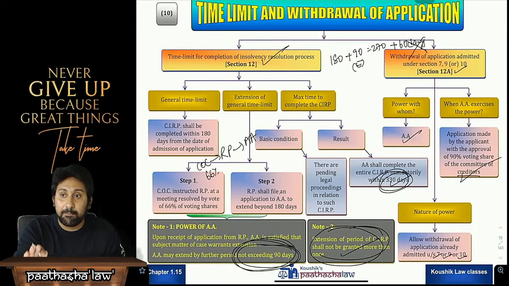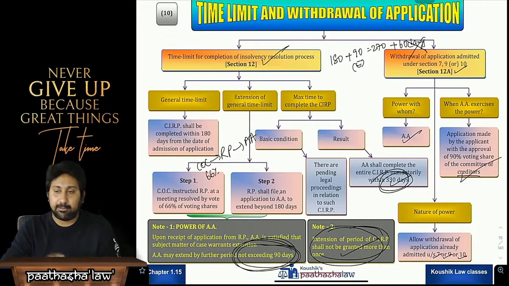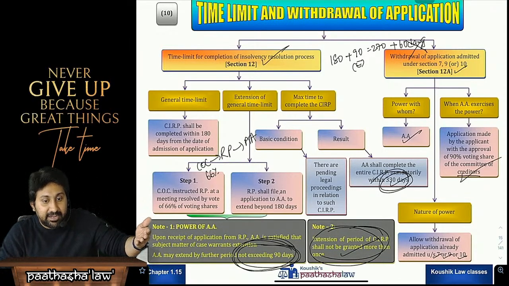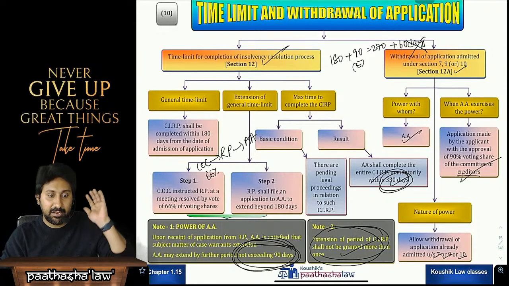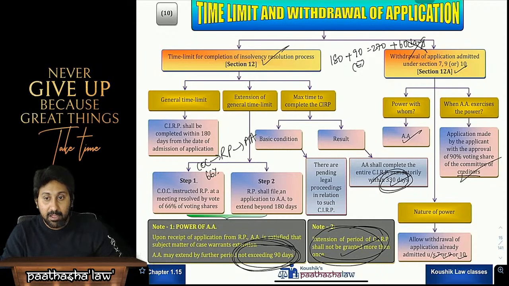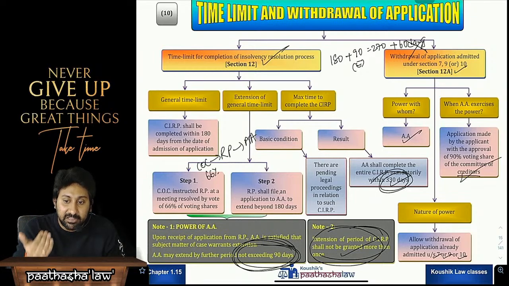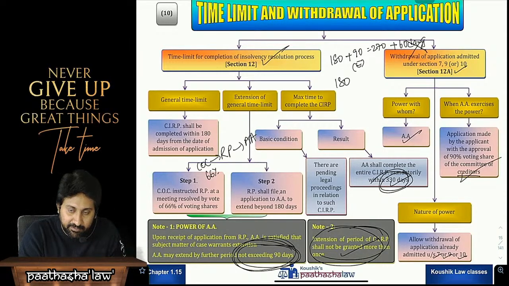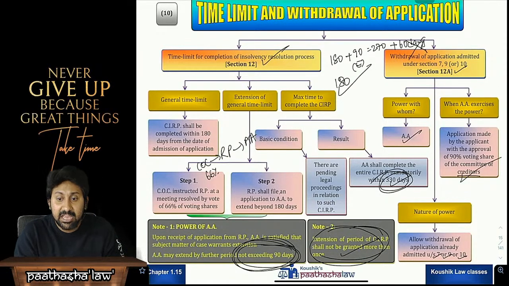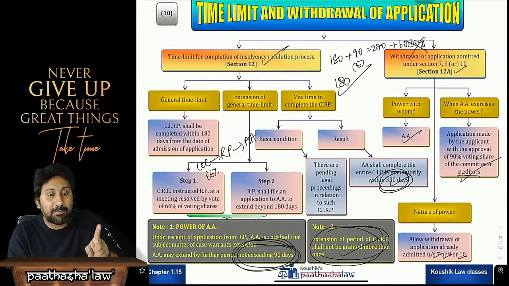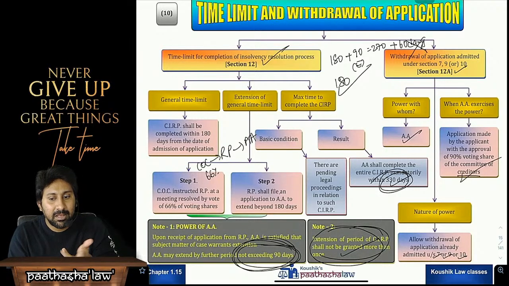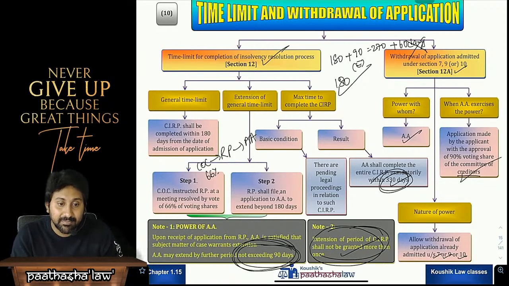180 days is the time period for the resolution professional and committee of creditors to complete their process. Once their process is completed, CIRP will be completed. From the completion of CIRP, implementation will start. That implementation, everything should complete within 330 days. Do you know what it means? 180 days we have to generally complete. Even if you complete in 180 days, the total CIRP will be completed within 330 days only. Then how can 330 minus 180 become 60? Then 150 days time is there in between.